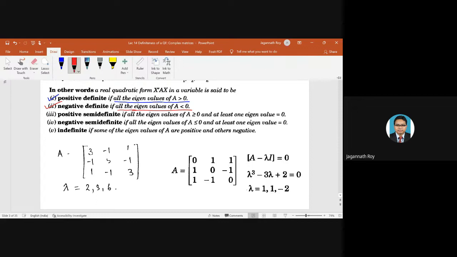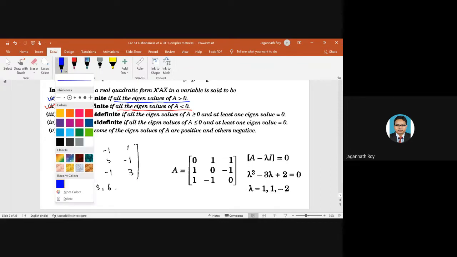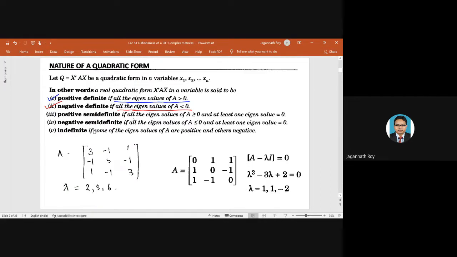Similarly, if all the eigenvalues are greater than or equal to 0, and at least one of them is 0, others may be greater than 0, then this is called a positive semi-definite.